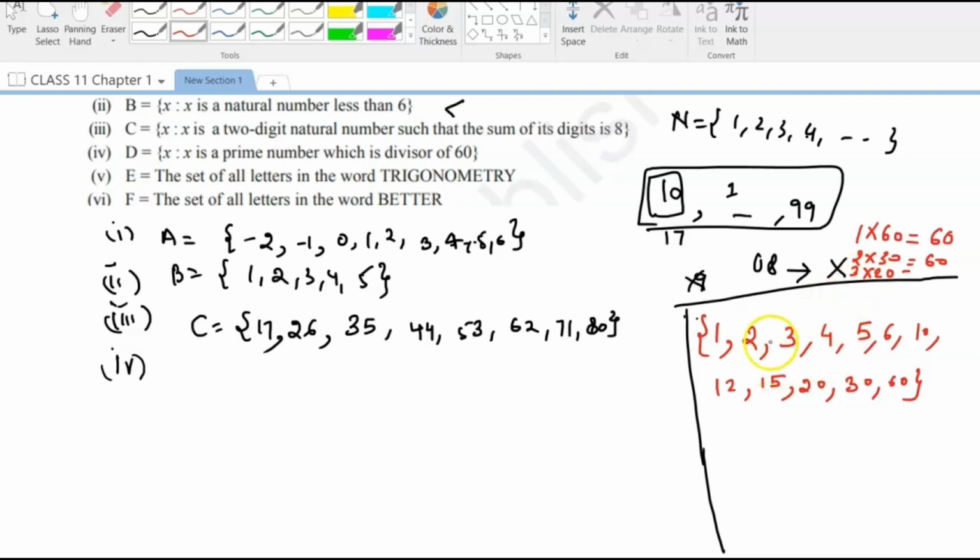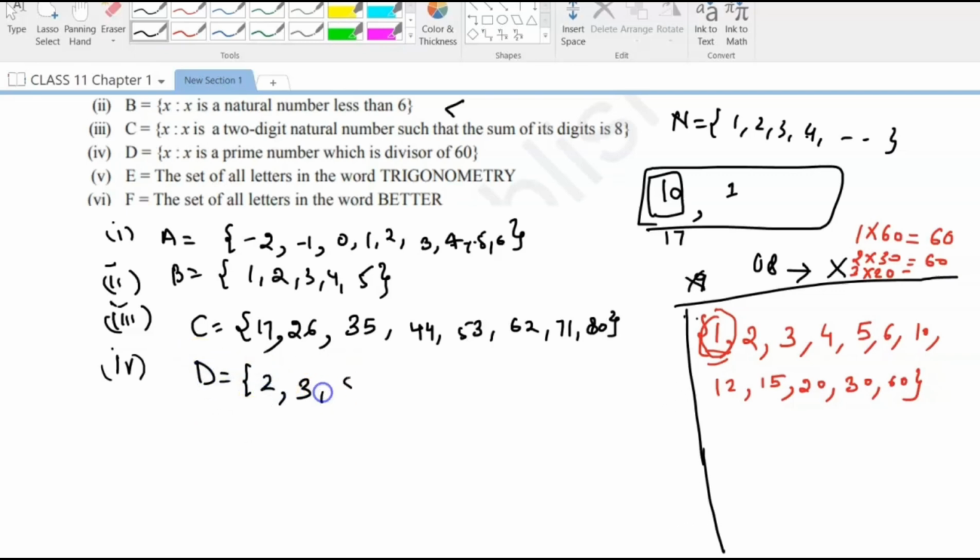Does 1 count as a prime number? We do not consider 1 as a prime number. Even though the definition of prime is that a number should only be divisible by 1 and itself, we do not consider 1 as a prime number. So what would be our D? D will be 2, 3.